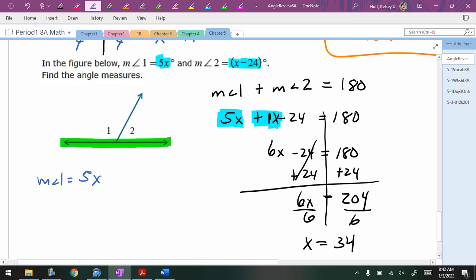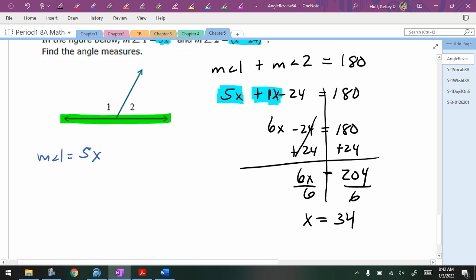What'd you guys just tell me x was? 34, right? So what do I do with that then? The measure of angle 1 is 5x. So we need to replace x with what we know it is. What do you know x is? 34. 5 times 34 is 170, you said? Okay.